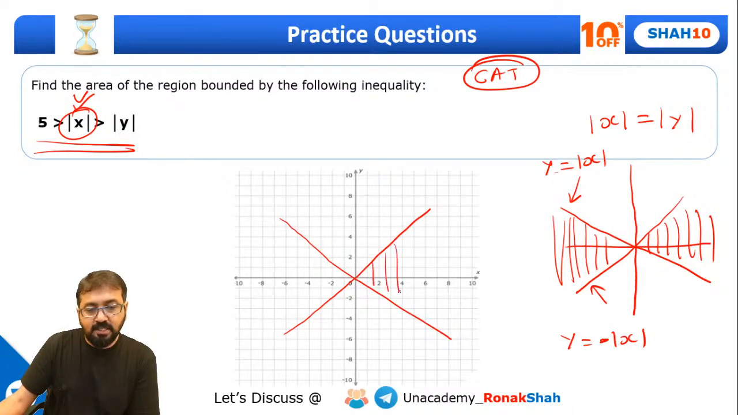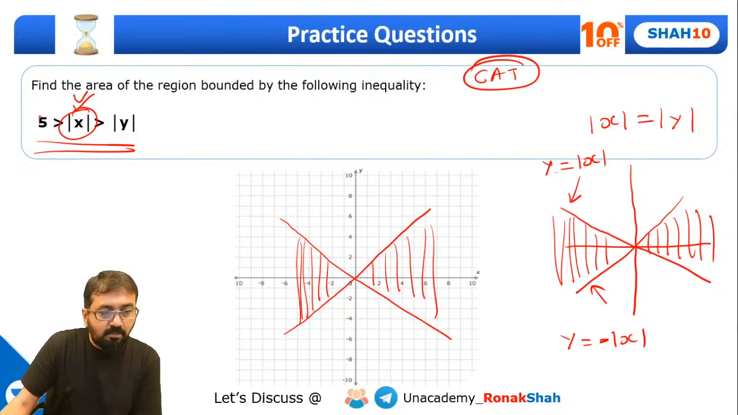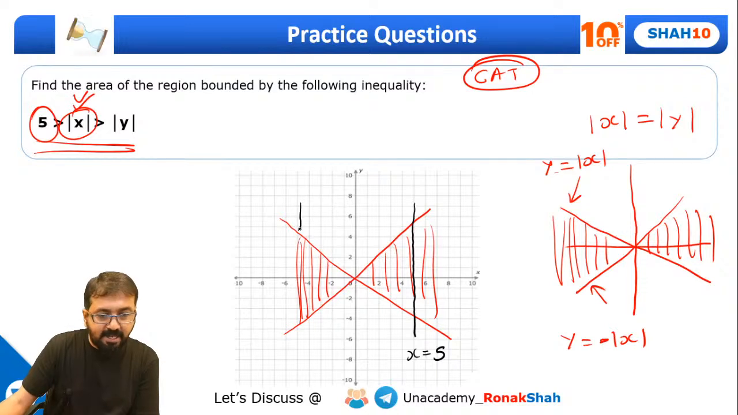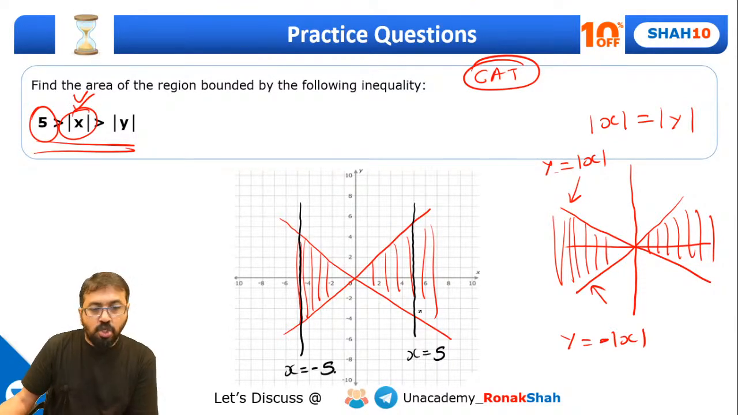So this is the correct solution region. In this also we are saying all this is less than 5, right? All this is less than 5. So where will we put a line? Mode of x is less than 5 means x is less than 5. This is x equal to 5, or x is less than minus 5. So this is the line for x equal to minus 5. So our required solution region will be what I have shaded right now.